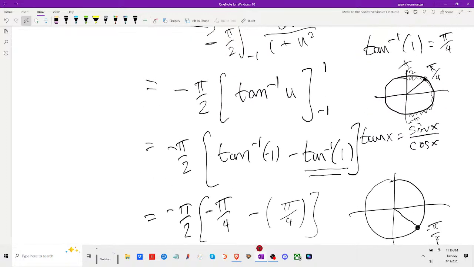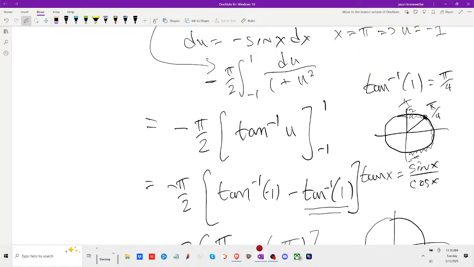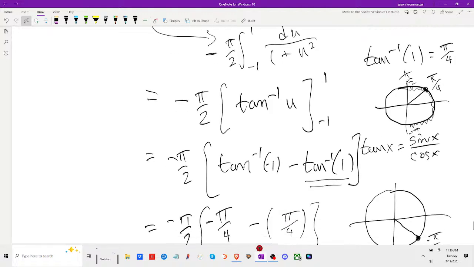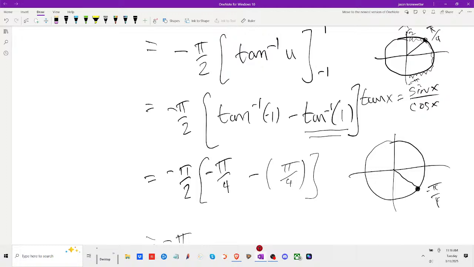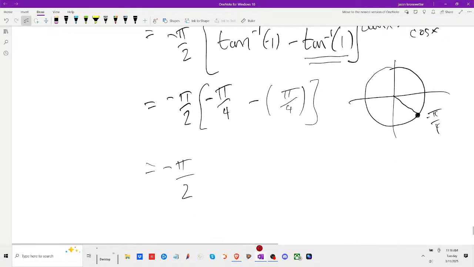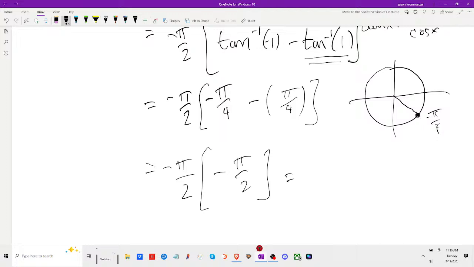Okay, so I switched the bounds. I did 1 and then -1. So now I'm going to do -1 first. That gives me negative pi over 4. And then I do 1, and that gives me positive. So what I have here now is negative pi over 4 minus pi over 4. That gives me negative pi over 2. And then my final answer is pi squared over 4.